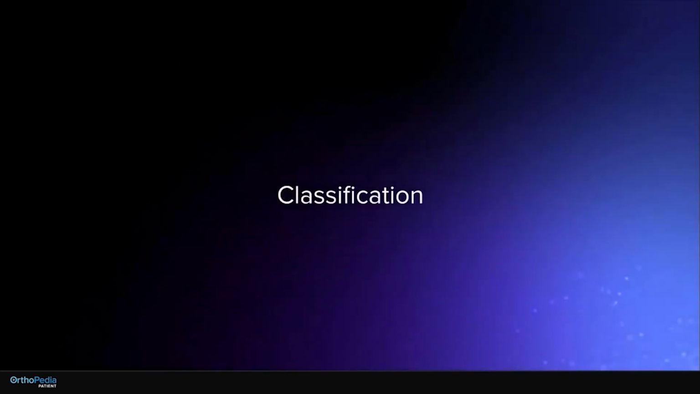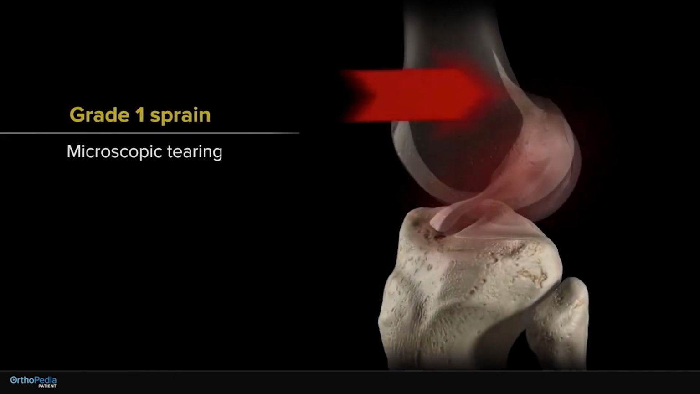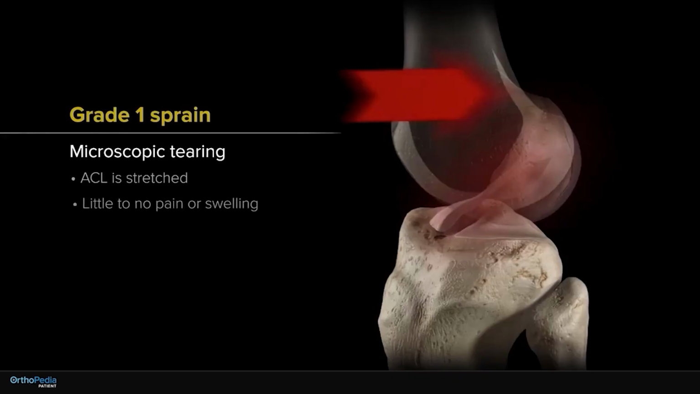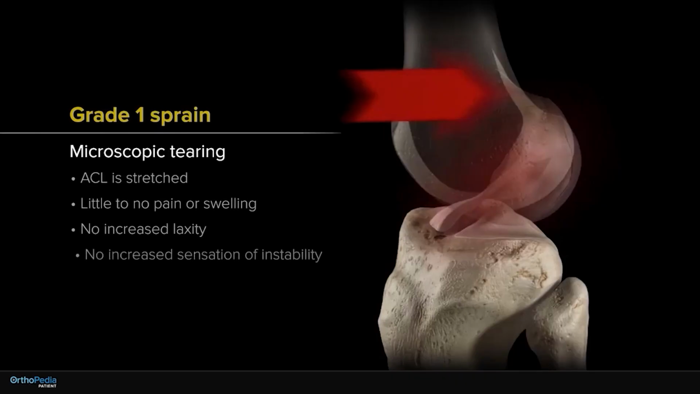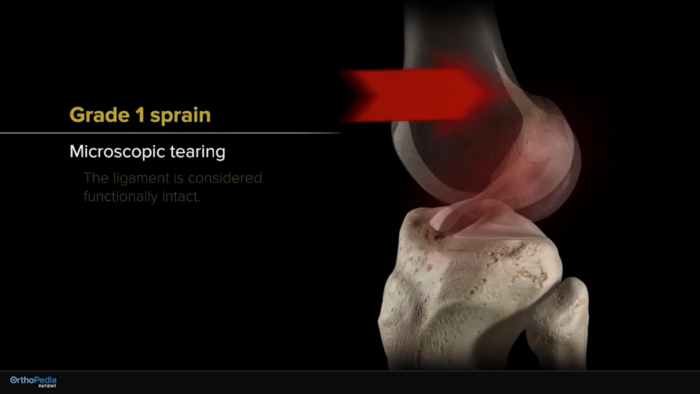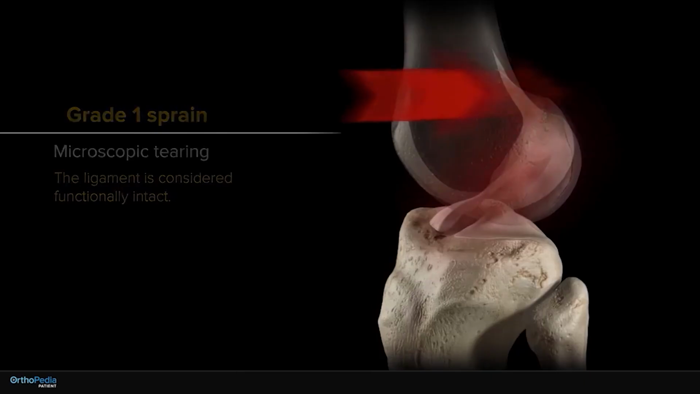ACL tears can be classified into 3 different grades. In grade 1, the ACL is only stretched. There is little to no pain or swelling, and the patient likely won't feel any kind of instability. The ligament is considered functionally intact.